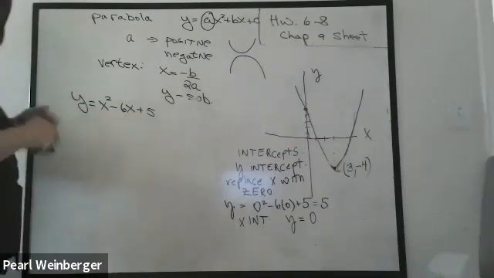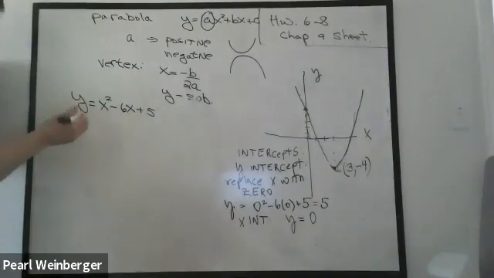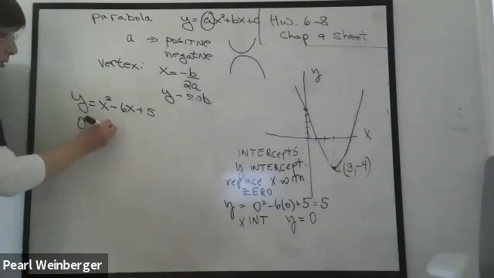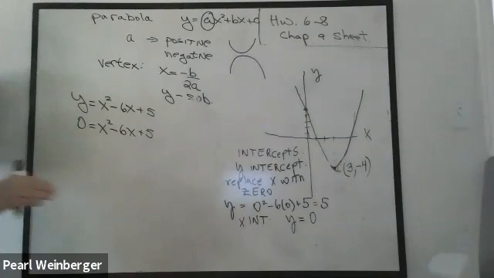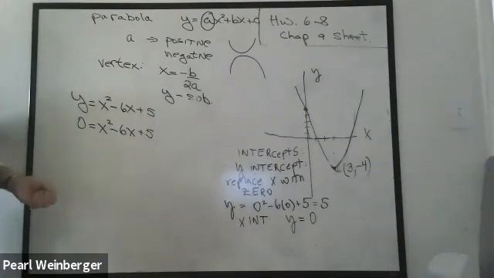Remember what I told you to do. To find the x-intercepts, replace the y with 0. So we get 0 equals x squared minus 6x plus 5. In other words, we get a quadratic equation that we have to solve. Do we know how to solve a quadratic equation? Of course we do. We just had a chapter on it.